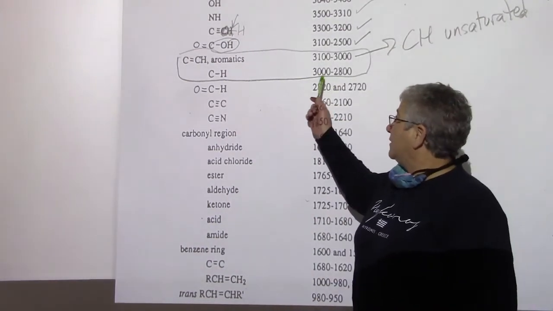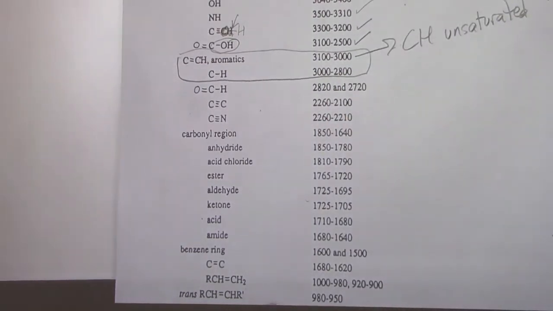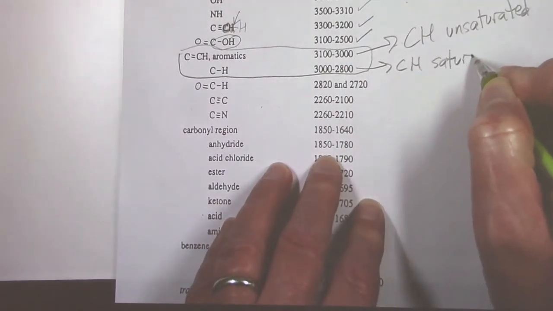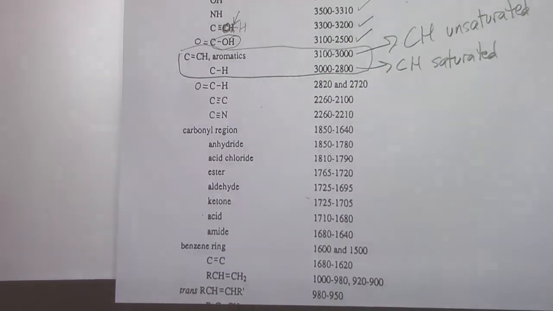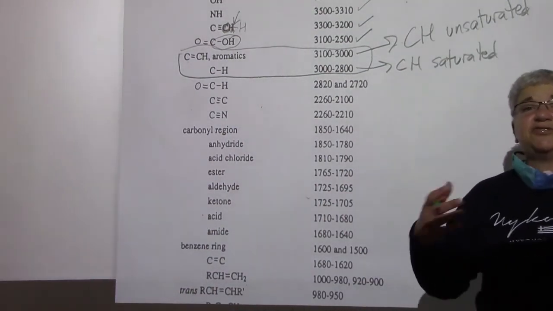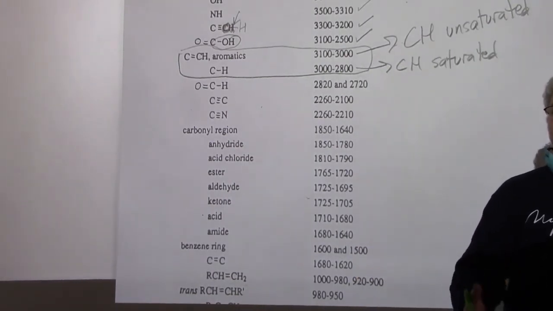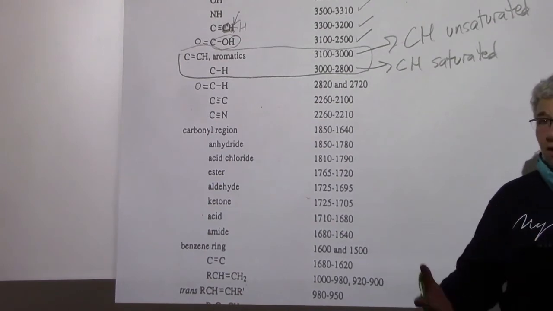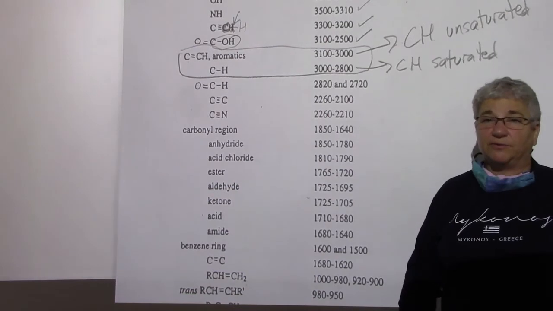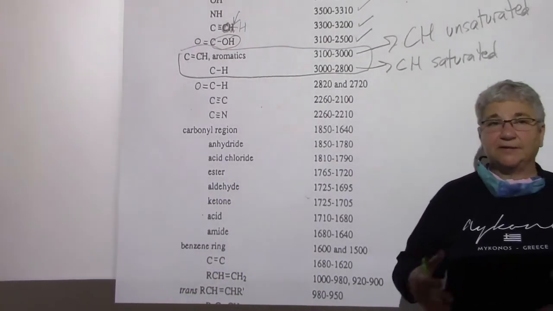And then 3,000 to 2,800, right, then you have just CH saturated. That's regular CH3, CH2, CH, and if you think about organic molecules, there's generally always some kind of alkane-like portion to your molecule, so you virtually always see peaks in the 3,000 to 2,800 region. It's not diagnostic, but it is helpful.